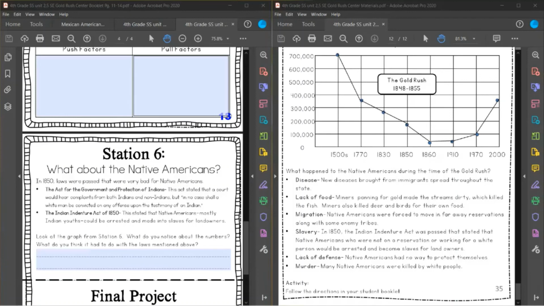There was also a lack of defense because Native Americans had no way to protect themselves. They didn't have an army. And then, unfortunately, there was also murder. So many Native Americans were killed by white people.